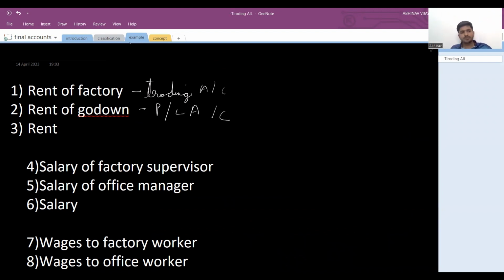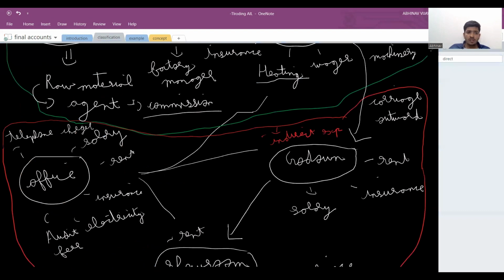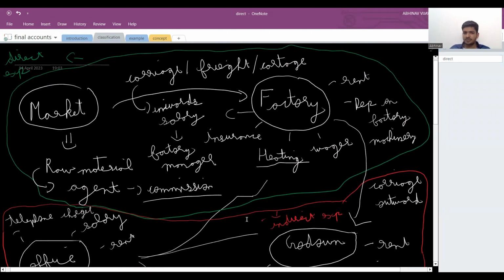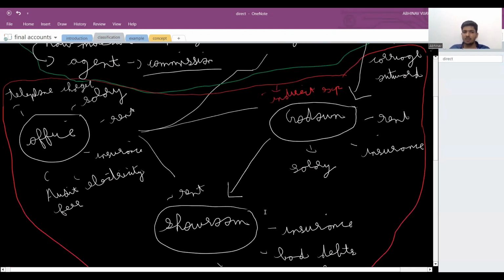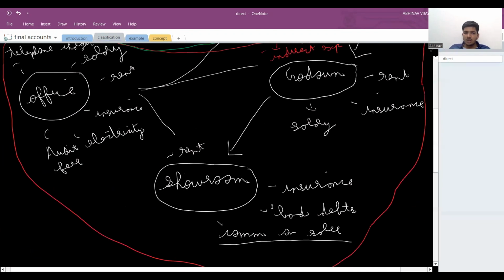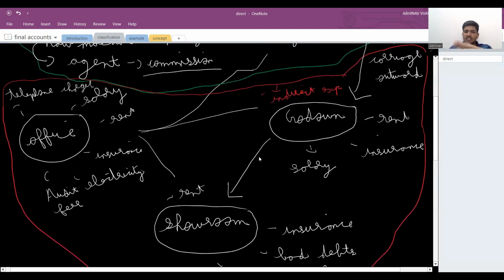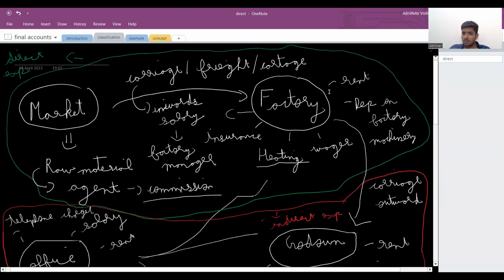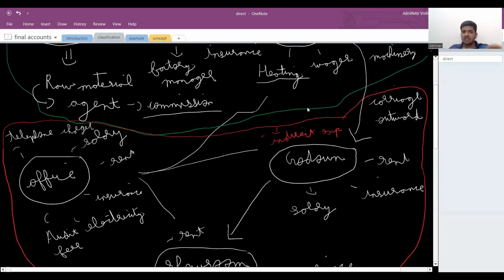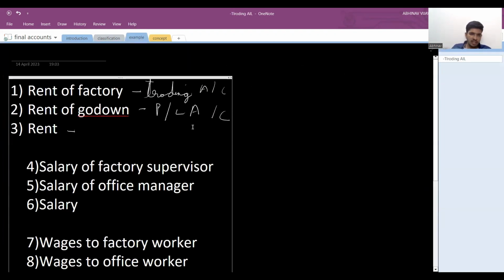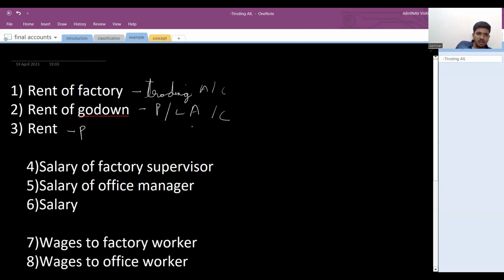Now another question. Now I just say rent here. I'm not mentioning if it's factory or if it's godown or if it's office or showroom. So how do we classify it? In this case, if you look at this diagram, you have rent here, you have rent here, and you have rent here. So the maximum rent that is paid is for these three. You have rent here also. But on a weighted basis, in indirect expenses there is more rent. So you always assume whenever they just say rent, that it is an indirect expense and it goes to the P&L account.